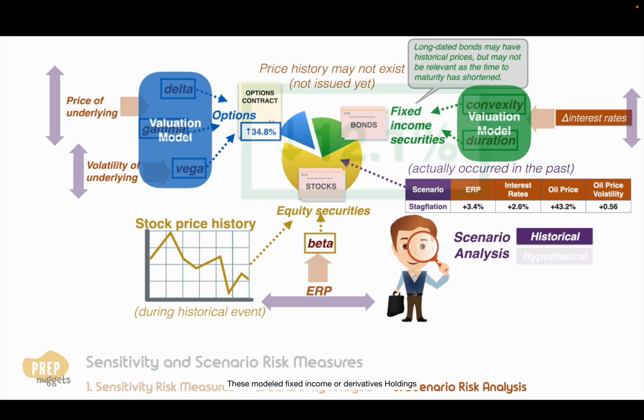These modeled fixed income or derivatives holdings, together with the equity holdings, are repriced under the conditions that prevailed during the scenario period. Changes in interest rates, credit spreads, the underlying assets of the options, as well as the historical price changes in the equity portfolio would all be reflected in the repriced portfolio. The value of each position is recorded before and after these changes in order to arrive at the gain or loss that would occur under the chosen scenario.